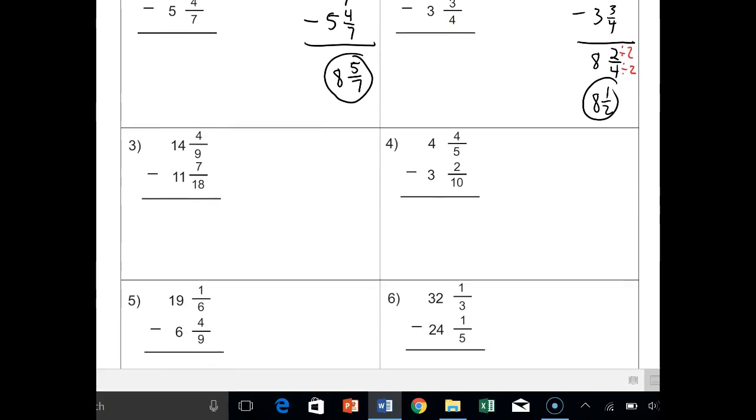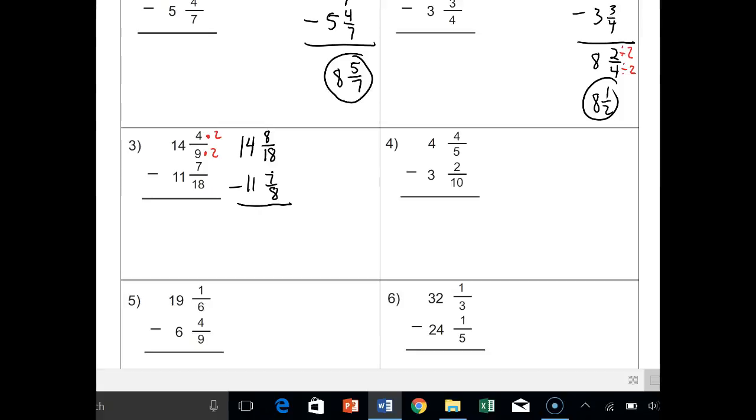Alright, now notice 3 and 4 and the rest of them, they don't have common denominators. So first we got to find that. So put your finger on 9, put your finger on 18, move across. The least common multiple they have is 18. So times 2 just the first one. So I get 14 and 8 over 18 minus 11 and 7/18. And look, now I can actually subtract 8 minus 7. I'm good. I don't actually have to borrow one.